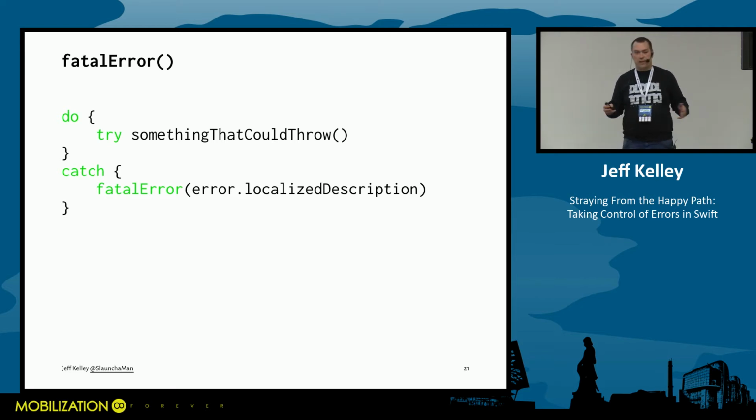So you're building an app, and everything is going fine. You're testing it. You think testing is important. And you're handling all these errors. And you have an error that you want to do a fatalError on.